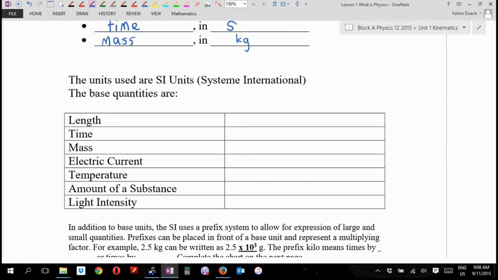So all that you learned about newtons and joules and watts, they all come from these 7. We're actually only going to be using the first 4 this year. So anyways, length we already said, meters. Time we already said, seconds. Mass we already said, kilogram.